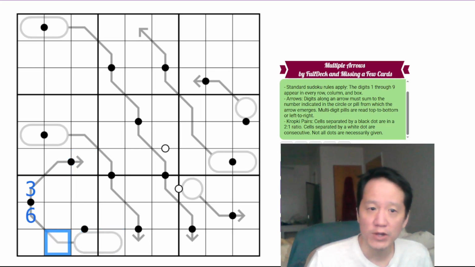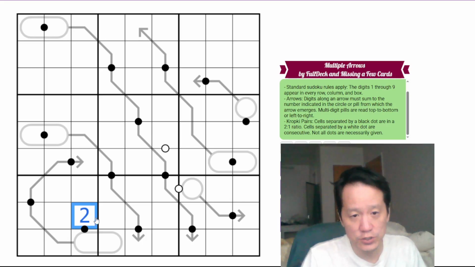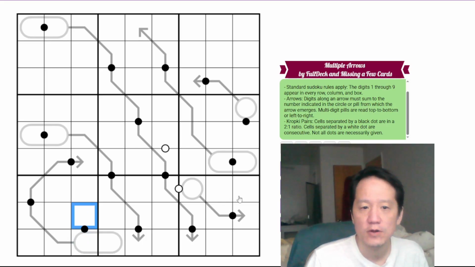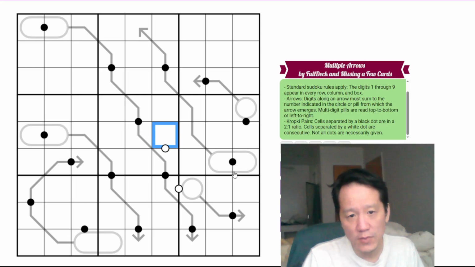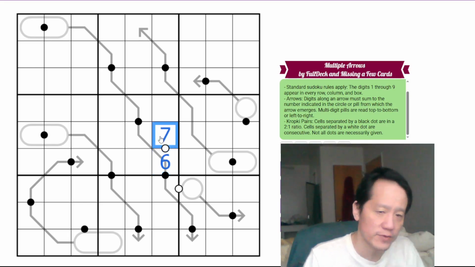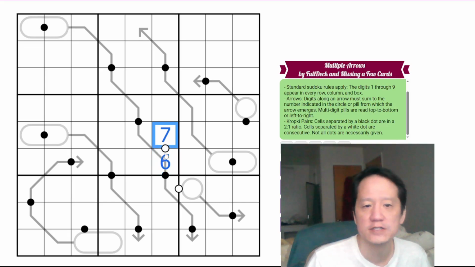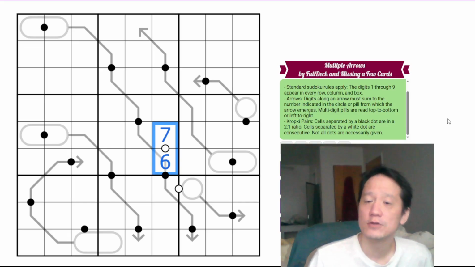And then we have crop key pairs, where cells separated by a black dot are in a 2-to-1 ratio. Cells separated by a white dot are consecutive, and not all dots are necessarily given. So if this were, say, a 2, this would have to be a 1 or a 4 to maintain the 1-to-2 ratio. If this was a 6, this would have to be a 5 or a 7 to make sure that these digits are consecutive. And those are all the rules.